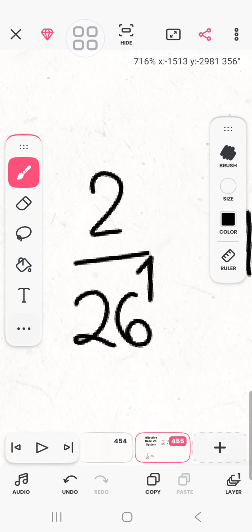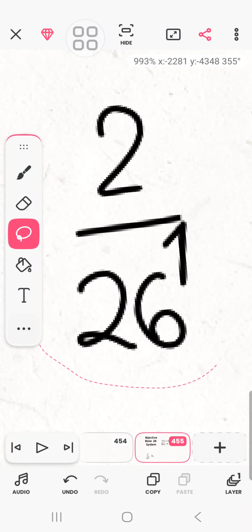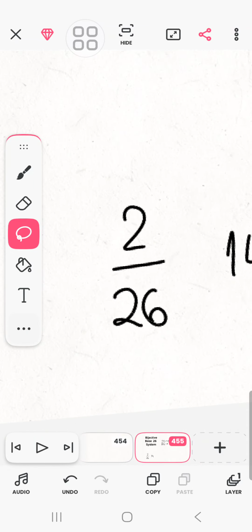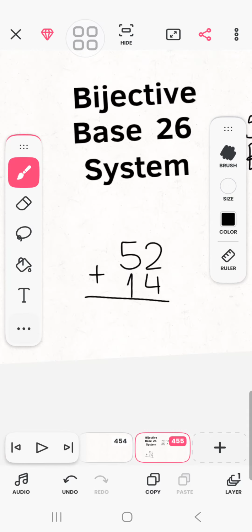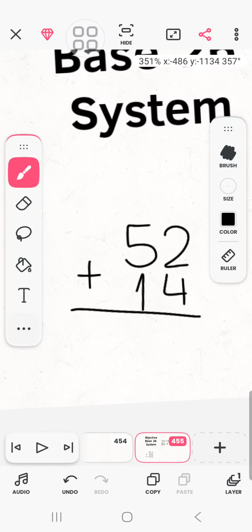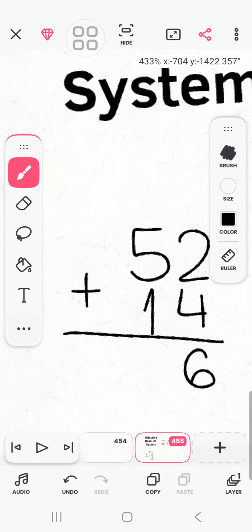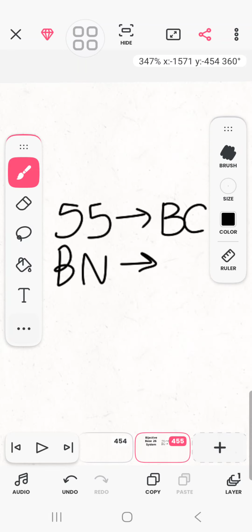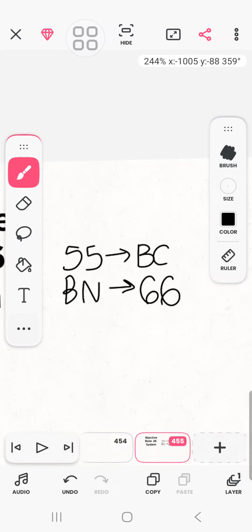Now we have 2 times 26 to the power of 1. Simplify the exponent, and any number to the power of 1 is just itself, so we can cancel out the 1, and now we get 2 times 26. 2 times 26 is 52. Now we have 52 and 14. We have to add them, or find the sums of them. 2 plus 4 is 6. 5 plus 1 is 6. So the answer is 66. That means BN in the bijective 26 system is converted into 66.